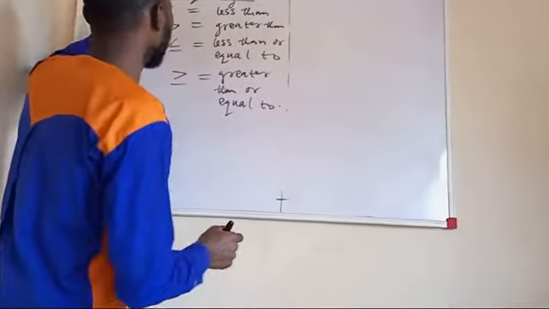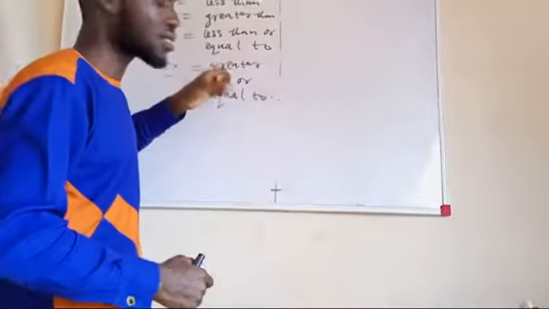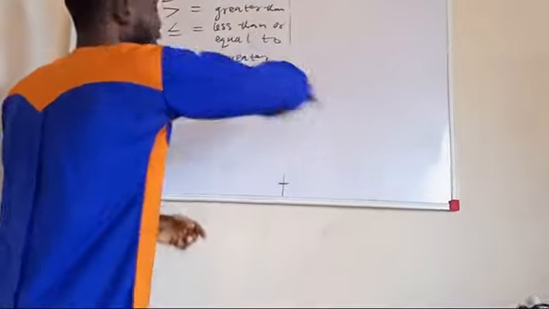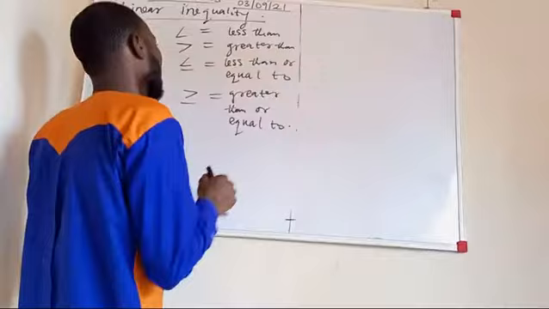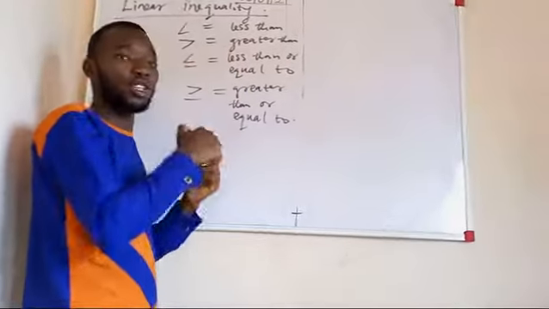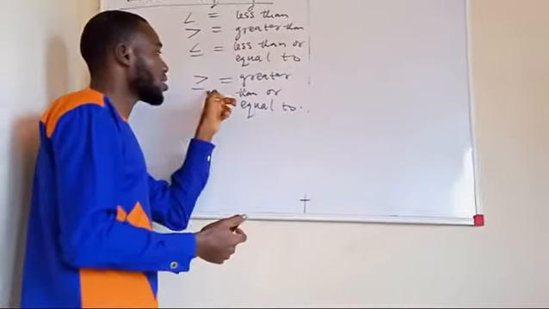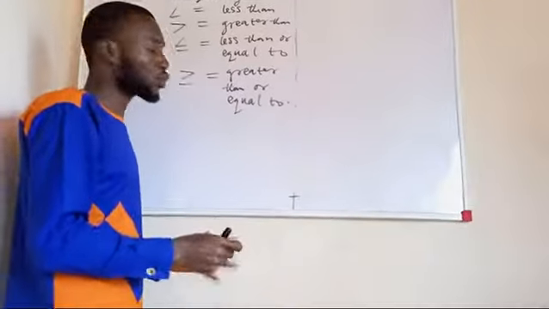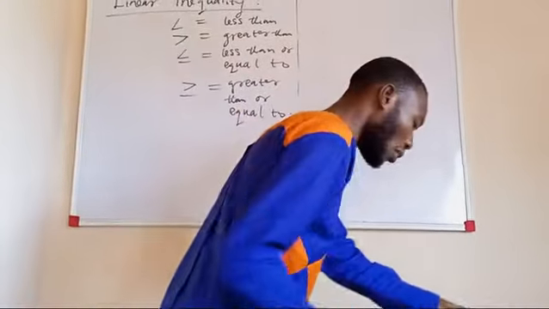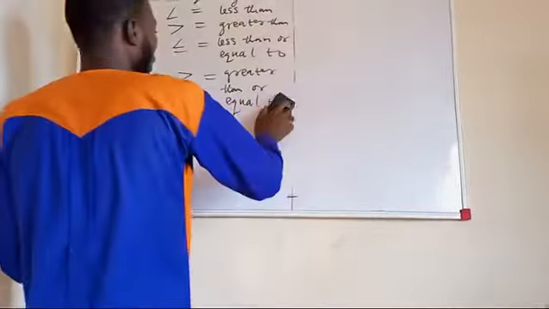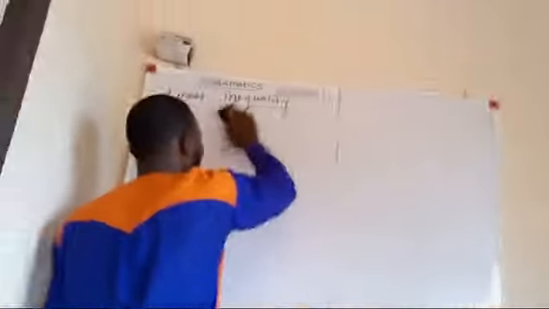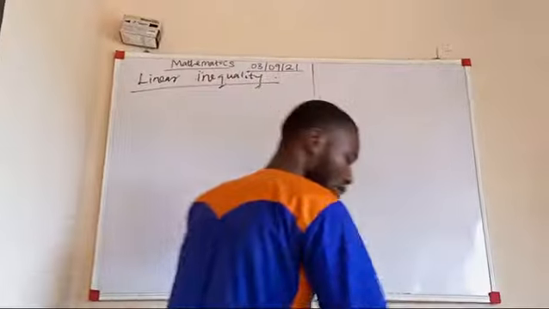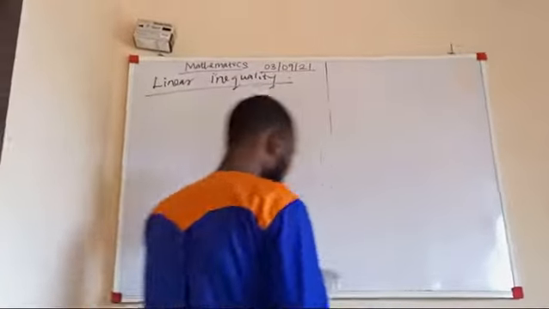So this sign, that is when you do your left hand like this, is less than, while if you do your right hand like this, it's known as greater than. And this one is less than or equal to. Likewise, this is greater than or equal to. So that is all about linear inequality. Okay, let's take a look at the examples of this linear inequality.